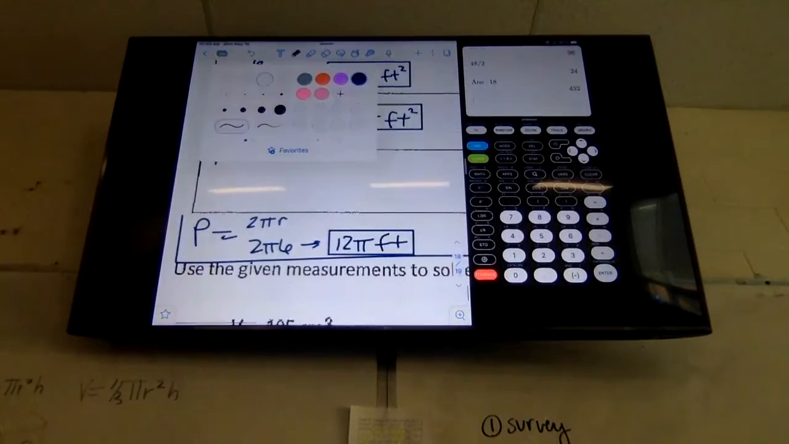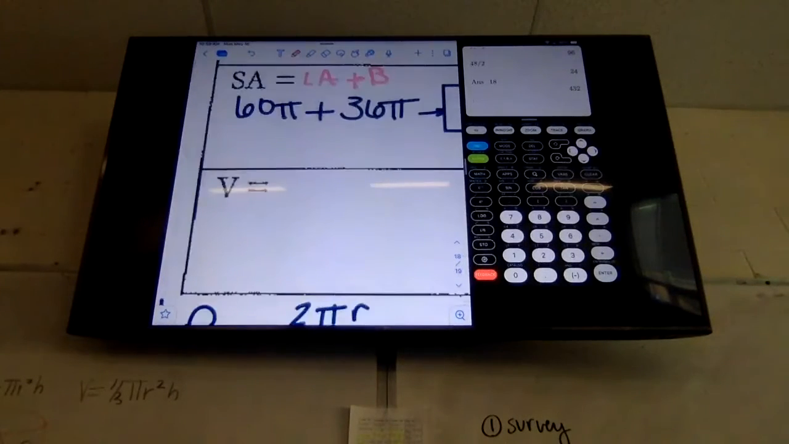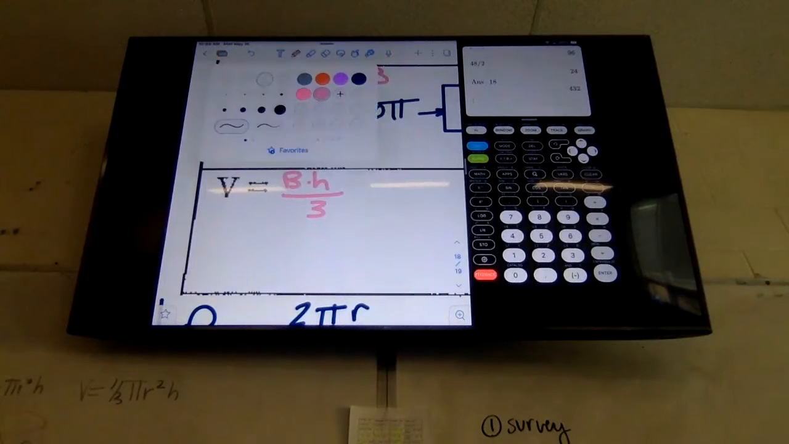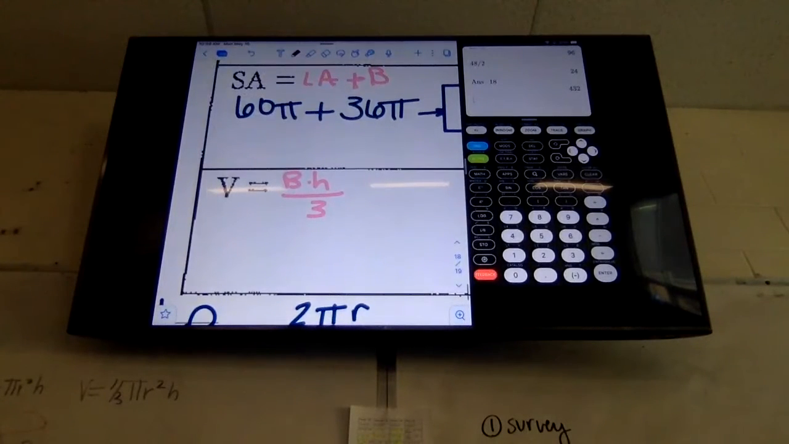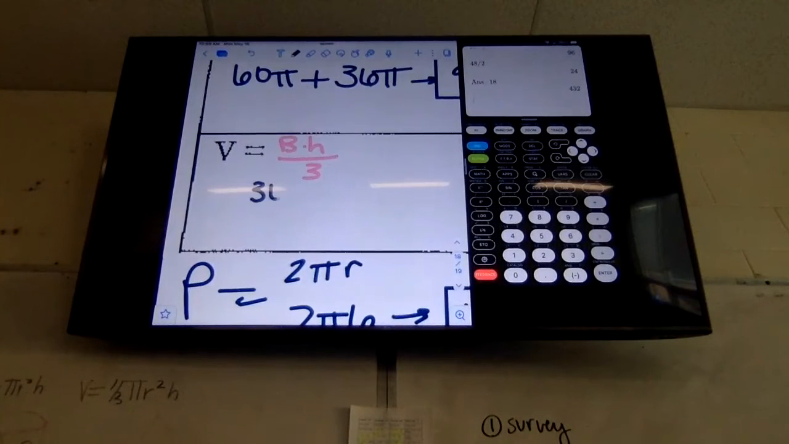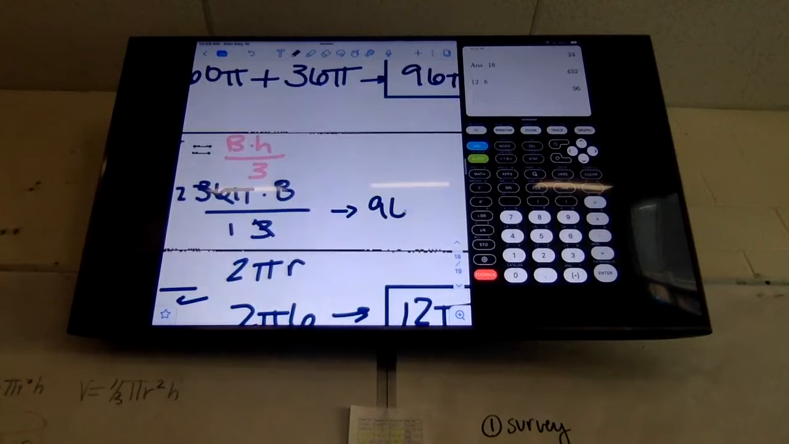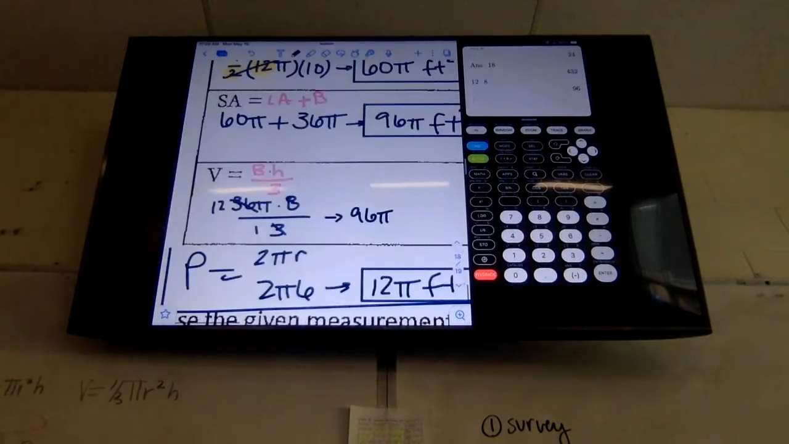And last but not least, volume is B times H divided by 3. What's your B? 36 pi. And what's your H? 8. And then we divide that by 3. I do believe 36 and 3 cancel to be 12 and 1. So 12 times 8 is going to be 96. And what's my unit for volume? Feet cubed. Good.